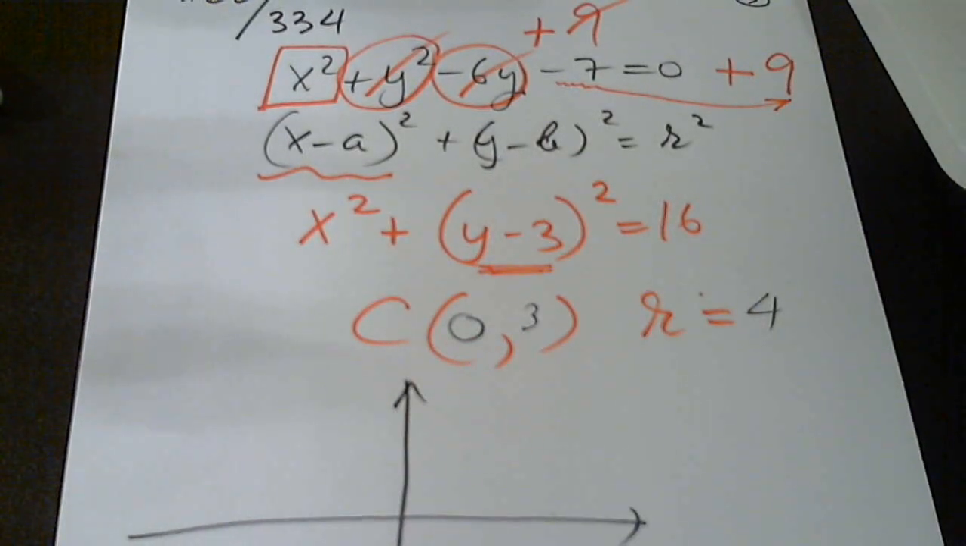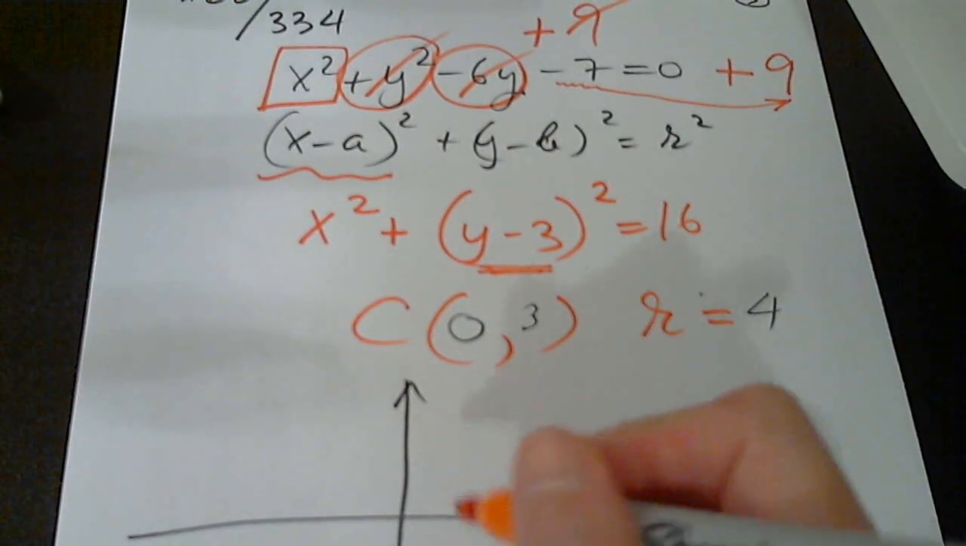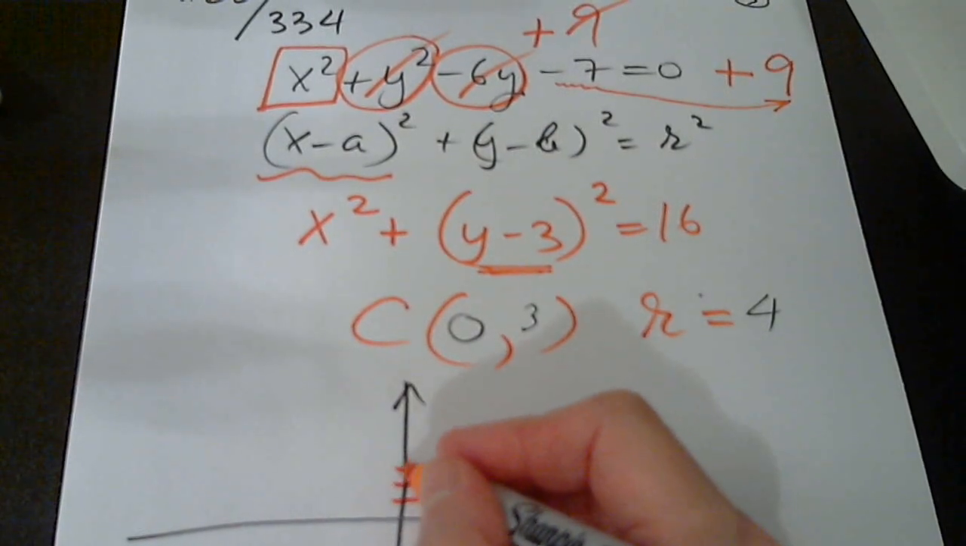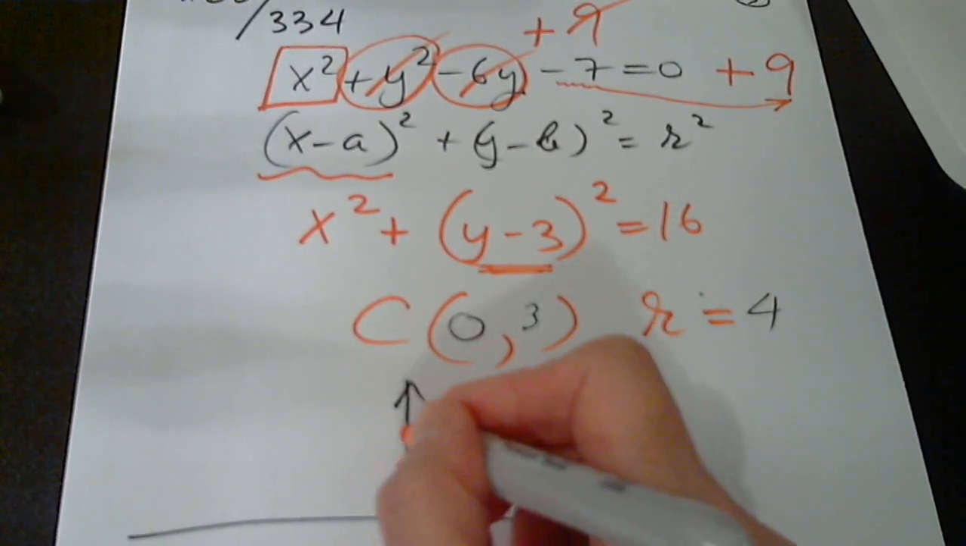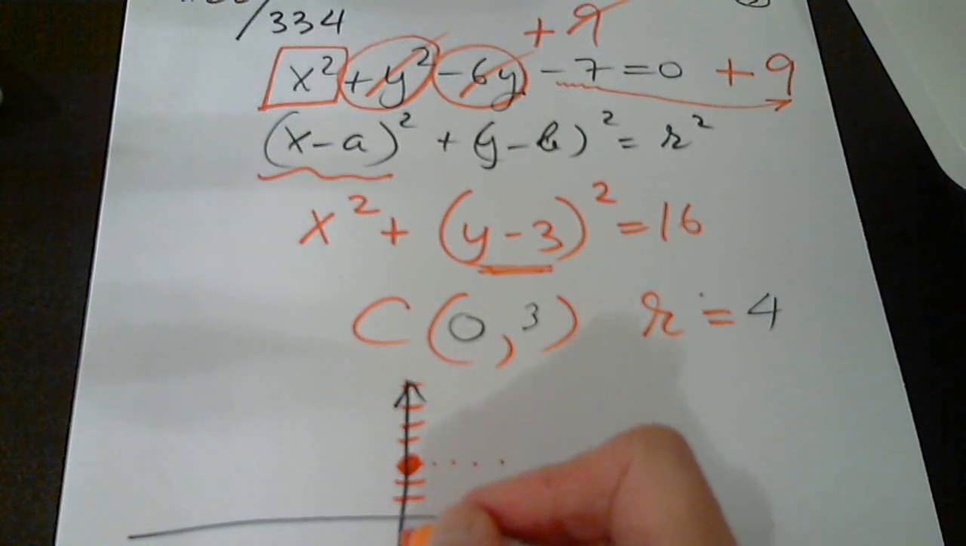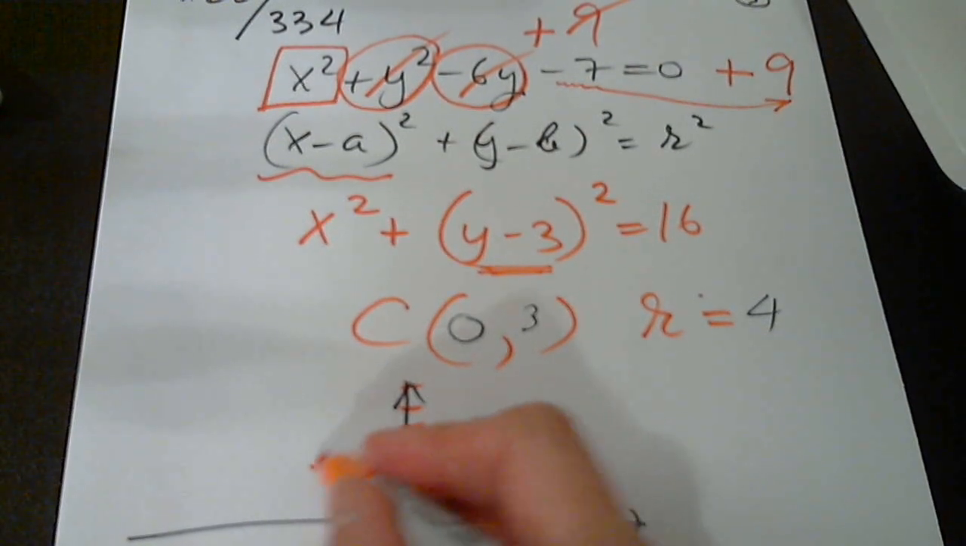I only had to complete one square. So the center is 0 for x, 3 for y, with a radius of 4. 1, 2, 3, 4.